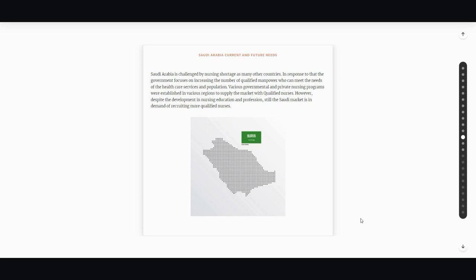However, despite the development in nursing education and profession, still the Saudi market is in demand of recruiting more qualified nurses. Now you find some of the colleges that make affiliations and scholarships in nursing programs to increase the nursing professions. We still need more nurses, as we said before.